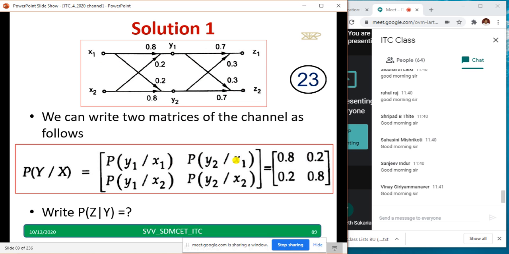Write the probability of z given y, the same way you have written for y given x. The probabilities are given in this. I will show you in the next slide. You copy down, you write down, and you can compare also. Another 5 seconds I will wait.